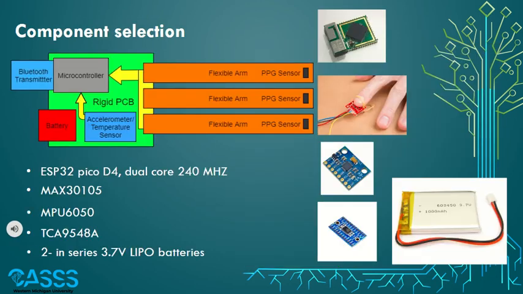To realize our system architecture, we went with the ESP32 Pico D4 for our microcontroller. It's a very fast microcontroller at 240 megahertz, and it's also dual-core, with some of the Bluetooth Low Energy protocol already built into the ROM. So it's a really good wireless first microcontroller implementation.